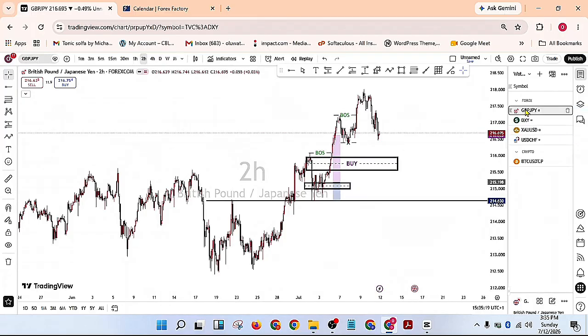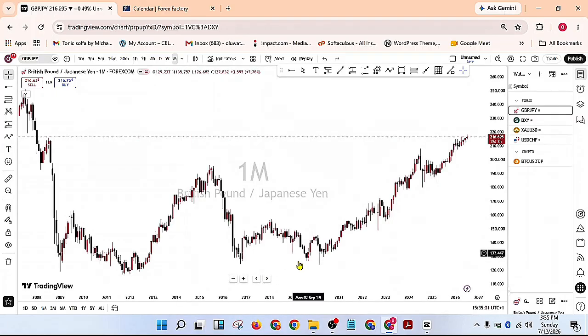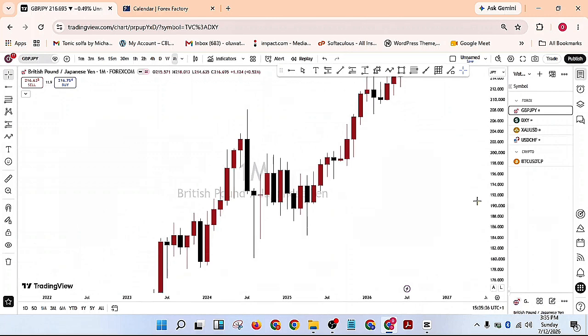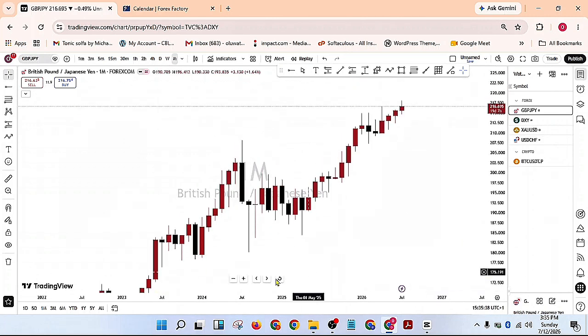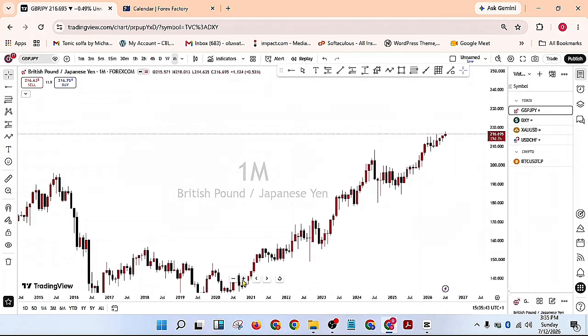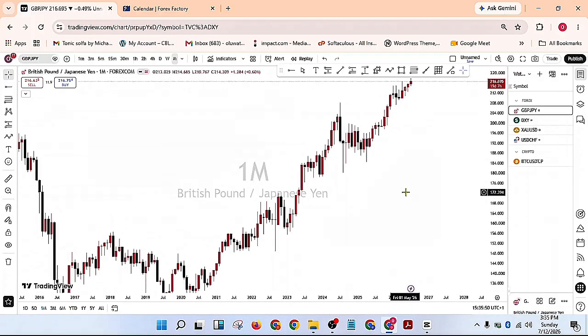Next, GBPJPY. Let me clear the chart for us. GBPJPY, if you see on the monthly time frame, has been printing bullish candles. It has been trending upward. You can see it just printing higher low, higher high, higher low, higher high.